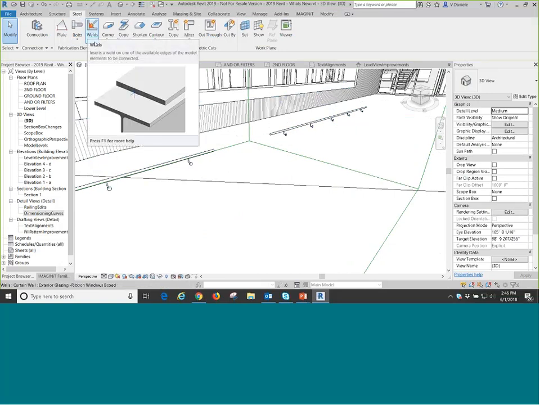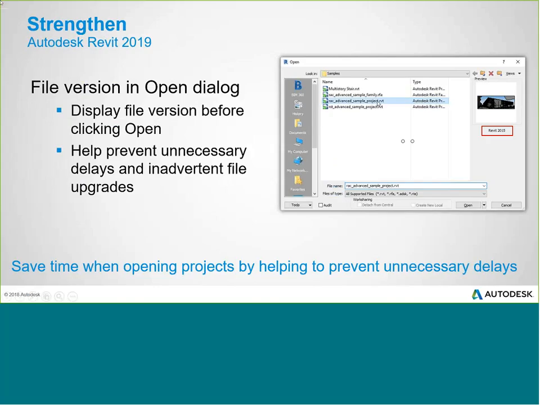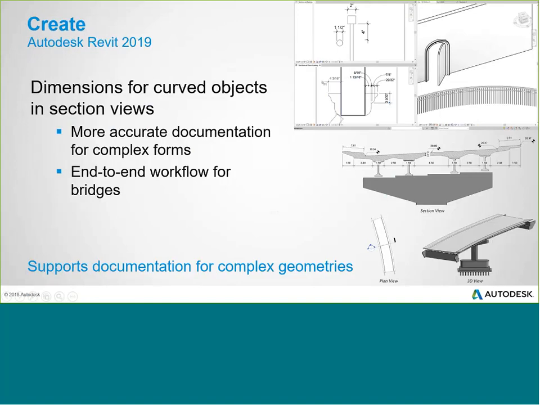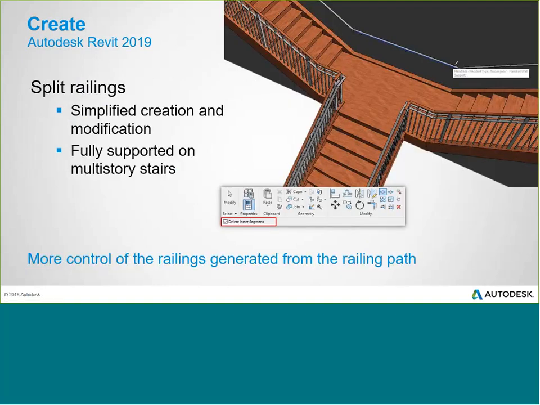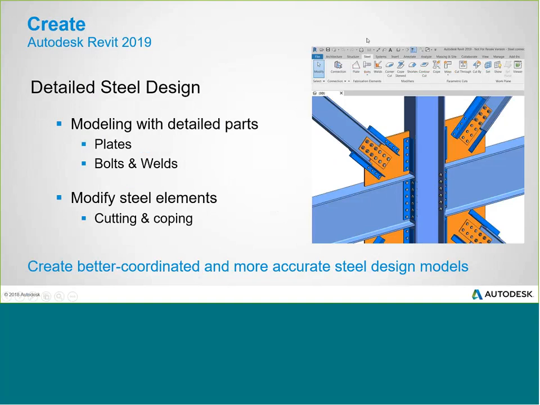I'll actually go back to my slide deck for this one. So dimensioning curves, split railings, and then detailed steel. So now in Revit, we have this whole set of steel detailing that does not require us loading in any parts from steel extension. This automatically is loaded into Revit 2019. So if you're trying to do plate details, coping details, put in welds or bolts, this is all included in that steel tab.